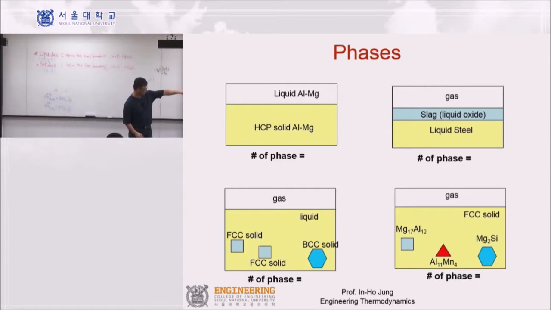So FCC solid phase, BCC solid phase, liquid and gas. Okay, 4. And how about the last one? This is 5, yeah. I mean, you have gas phase, FCC solid phase, Mg17Al12 phase, and then Al11Mn4 phase, Mg2Si phase, yeah. All of these are different. Different stoichiometry can tell that this is a different crystal structure, first of all. If you have the same crystal structure, typically the ratio should be the same, at least. Otherwise, it's a different crystal.